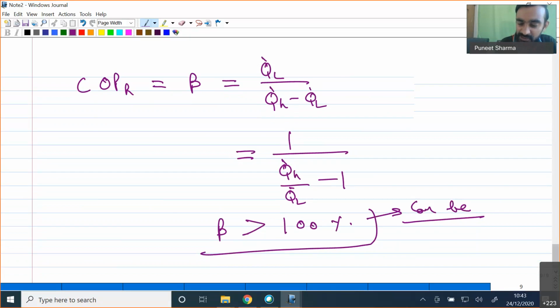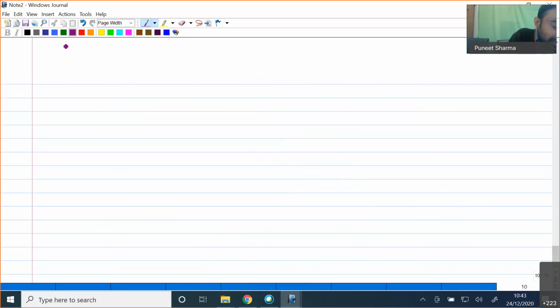Now another device which is in principle identical to that of a refrigerator, but only has a difference in the desired output, whatever we want to achieve, is called nothing but our heat pump.